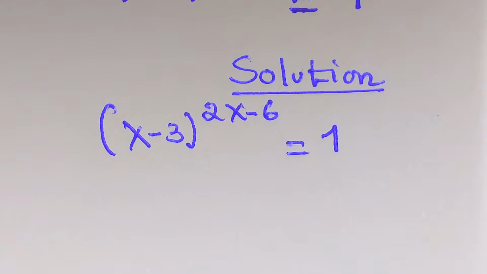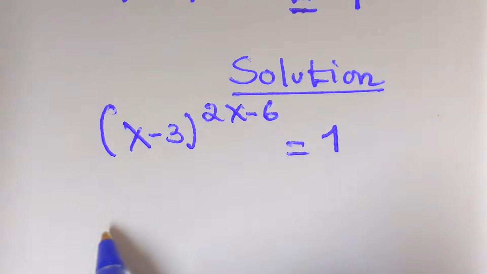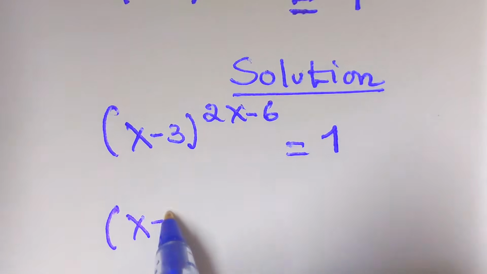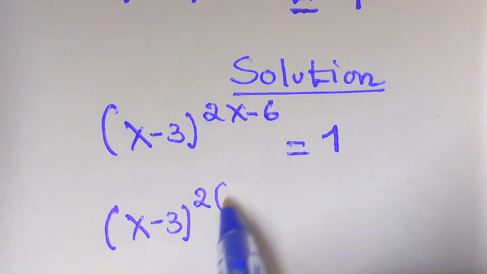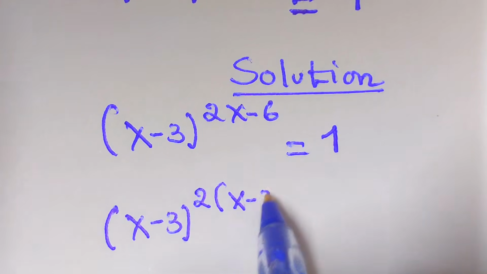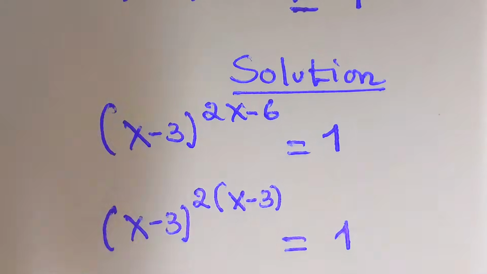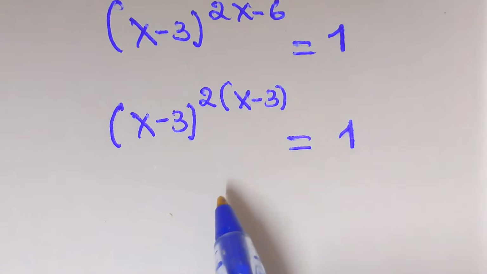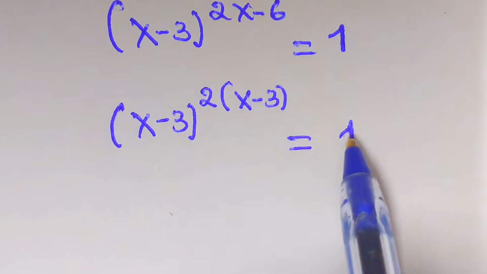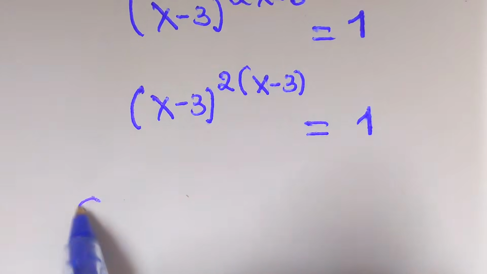The first thing here is we have x minus 3, then factorize out 2 to get (x minus 3) to the power 2(x minus 3) equals 1. The base can be 0, or it can be 1, and here of course I have to assume.